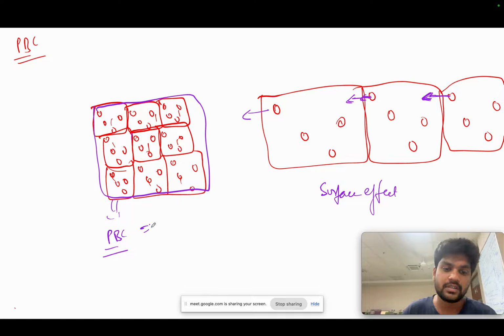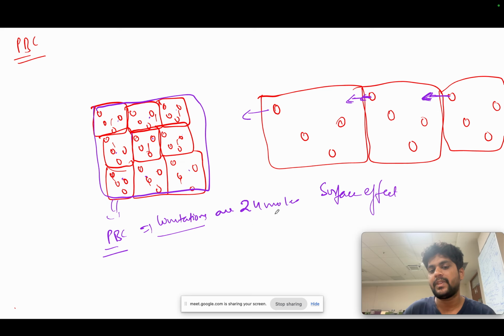So the limitations are these: initially we have only 4 molecules. Now if you take 4, 4, 4, 4, 4, 4, 4, 4, 4, it's like 12, 12, 12, 24 molecules, and you need to take the 24 molecules' interactions. It is computationally expensive, right?